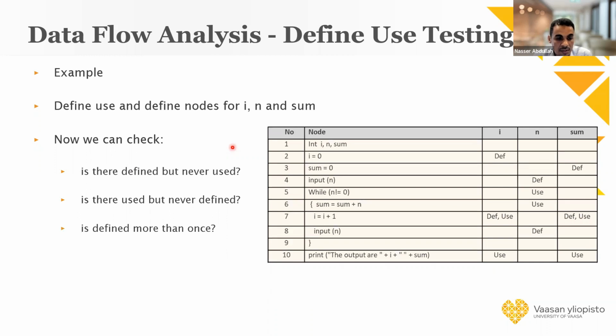Is there something defined but never used? This is what we can detect. Something is used but never defined, for example, from the beginning you start using it, or here it is used, but there is no define. So this is also a defect. If something is defined more than one time without being used, for example. So this is the type of defect that can be detected by these methods.